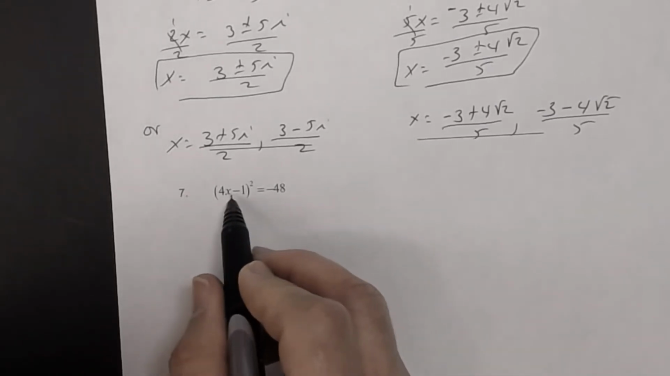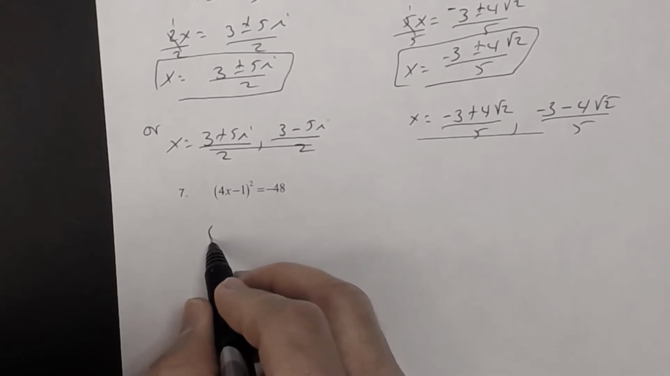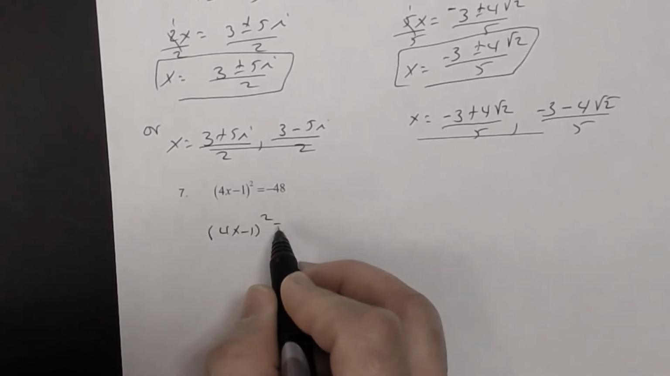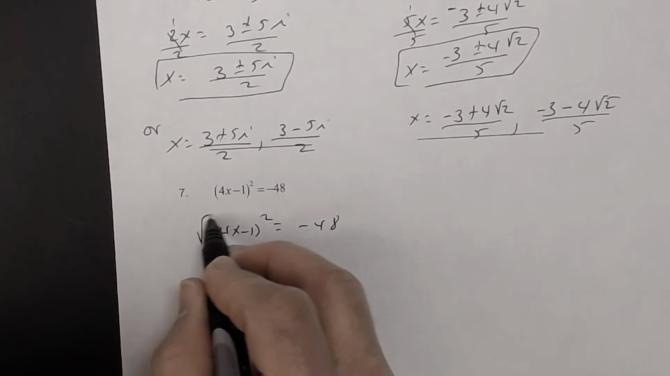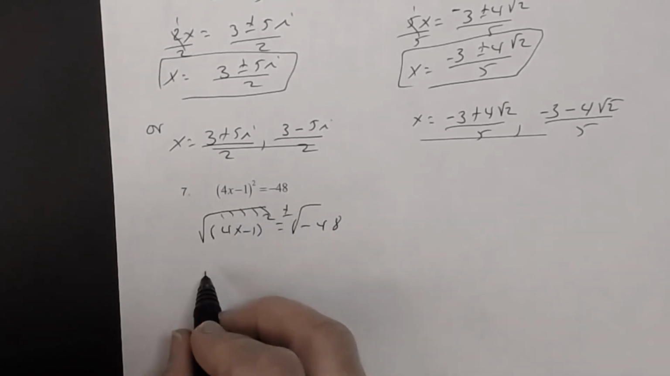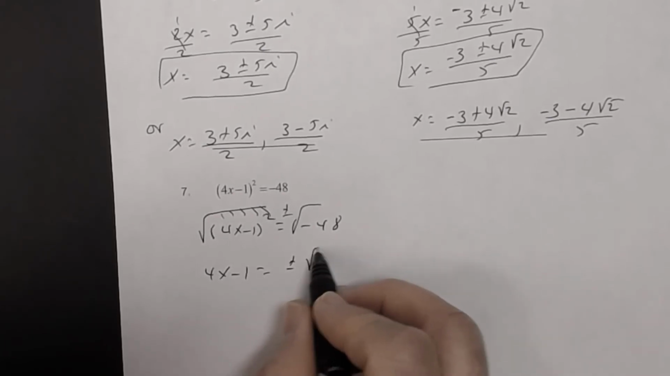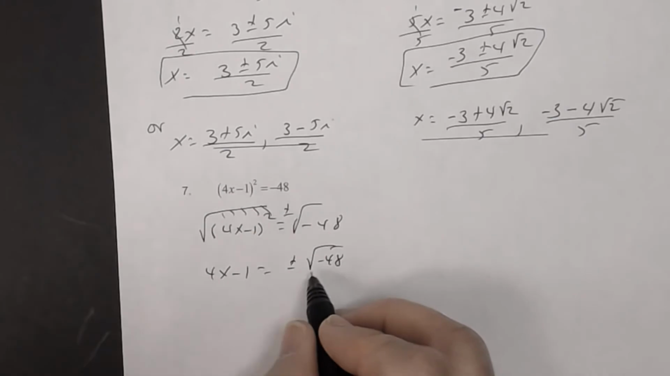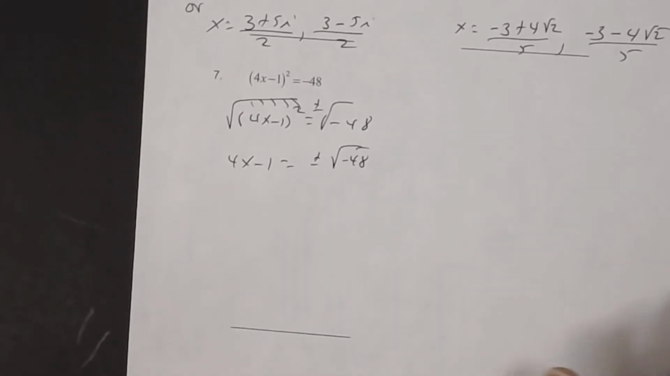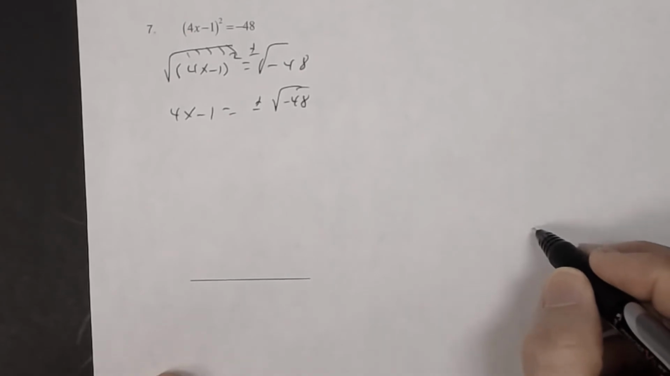this. So we have an expression squared equal a negative 48. So I'm going to go ahead and rewrite this over. Take the square root of both sides, plus or minus. So the square and the square root undo each other. So you get 4x minus 1 equal plus or minus the square root of a negative 48, right? So let's talk about the square root of a negative 48.